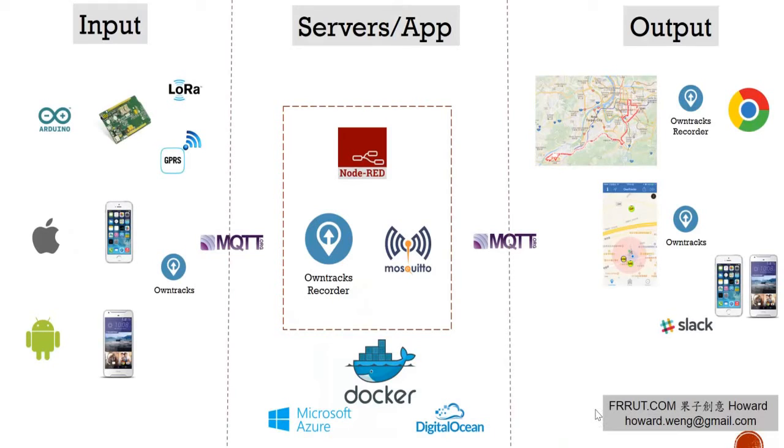Then we can view locations from the mobile phone application OwnTracks. And we also want to receive the notifications from Slack and see all the history locations from the web interface provided by the recorder server.